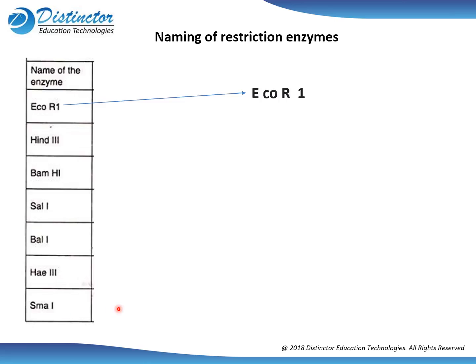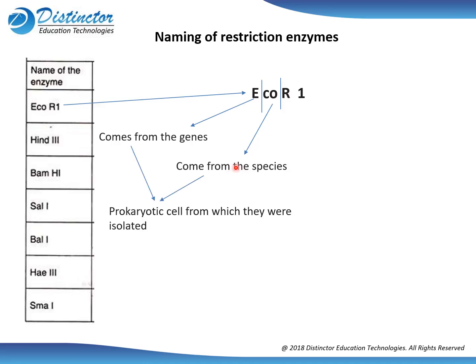Let us take an example, EcoRI. We are going to split the word. The first letter represents the genus, and the second represents the species. So these two represent the prokaryotic cell from which this enzyme is isolated. For this, E and then co represent Escherichia coli. E stands for Escherichia and co stands for coli.